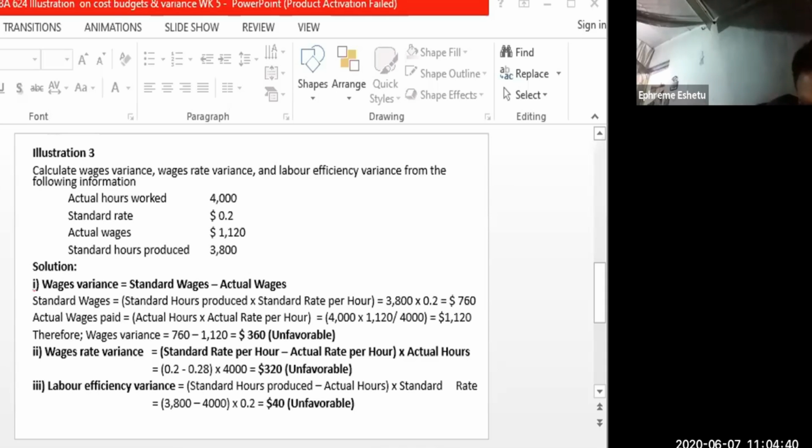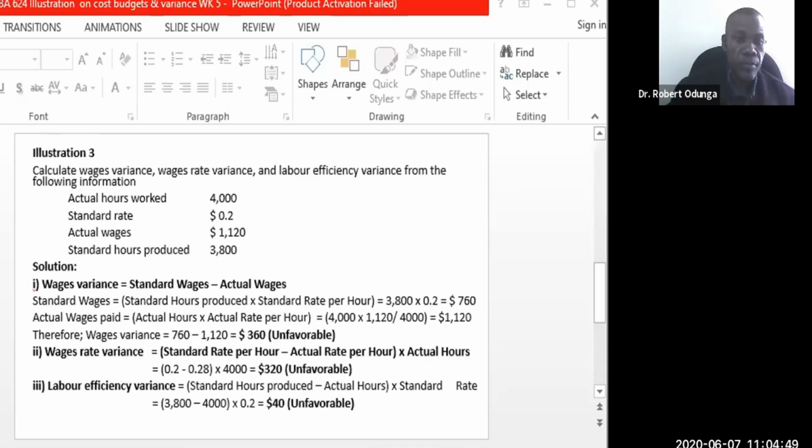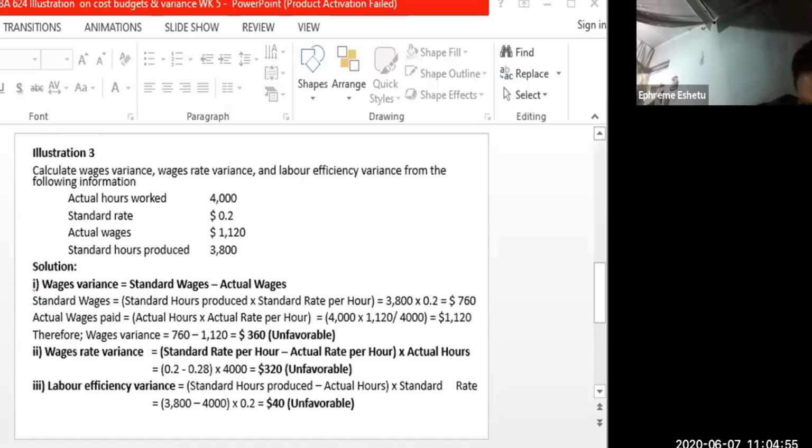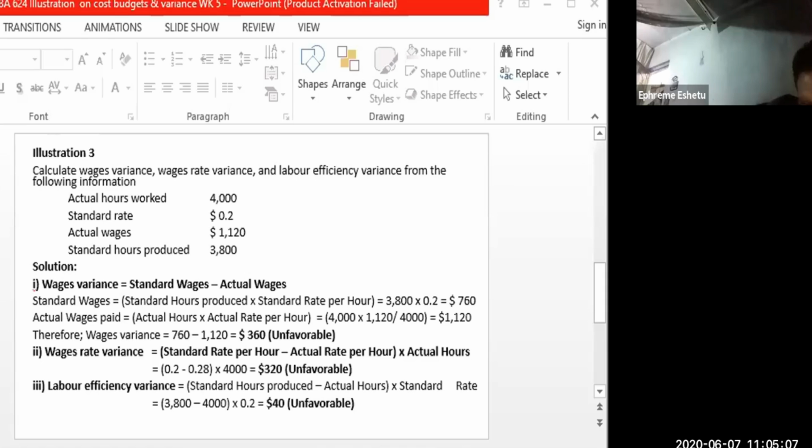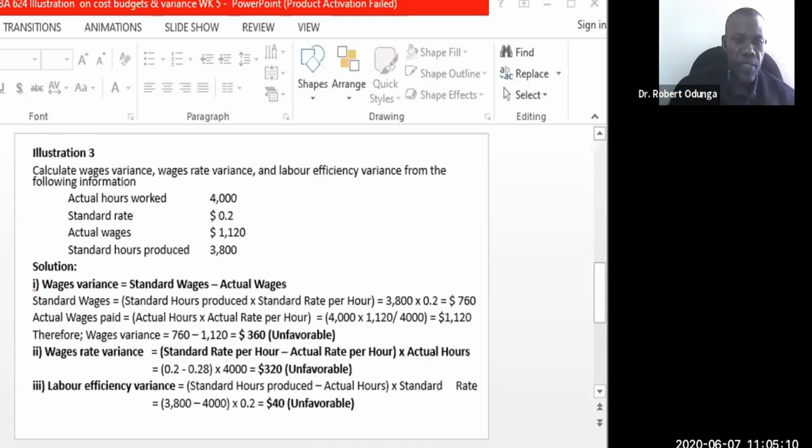Okay, so actual hours is 4,000. Standard rate is 0.2. Actual wages is 1,120, and then standard hours produced is 3,800. Okay, so having collected that, allow me to go to the whiteboard.